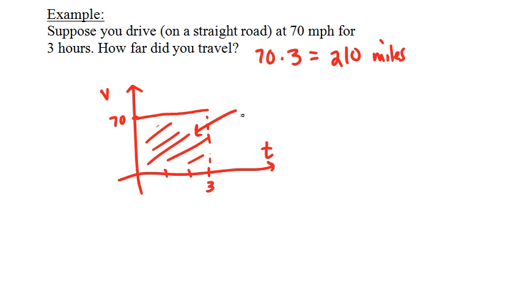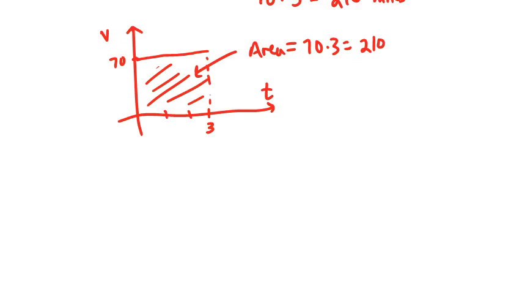But what is this area? Well, the area of that region is 3 by 70, or 70 by 3, it's 210. So notice that the area of the region underneath the velocity curve, which was really just a straight line because you're going constantly 70 miles an hour, gave you how far you traveled. Let's change the example a little bit.